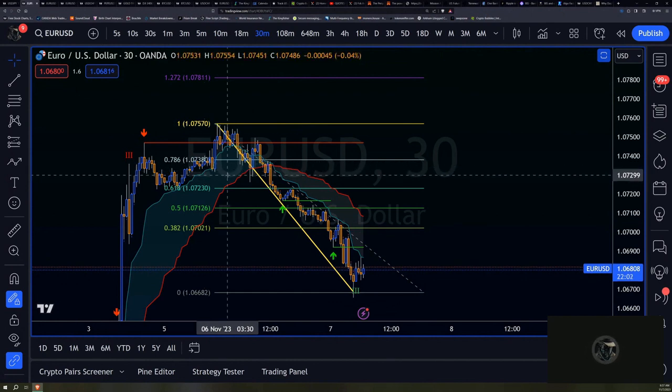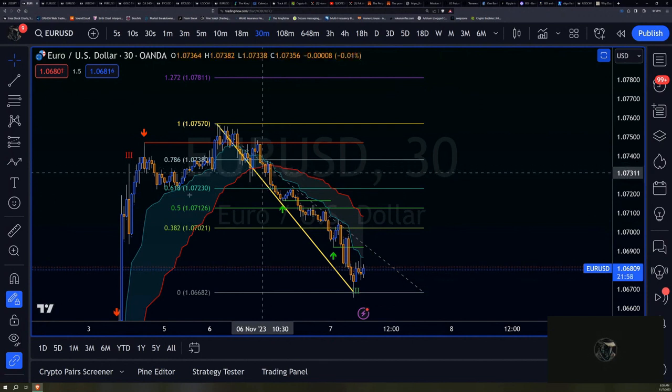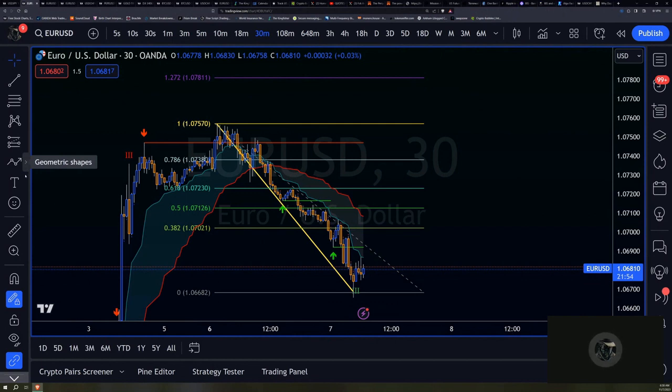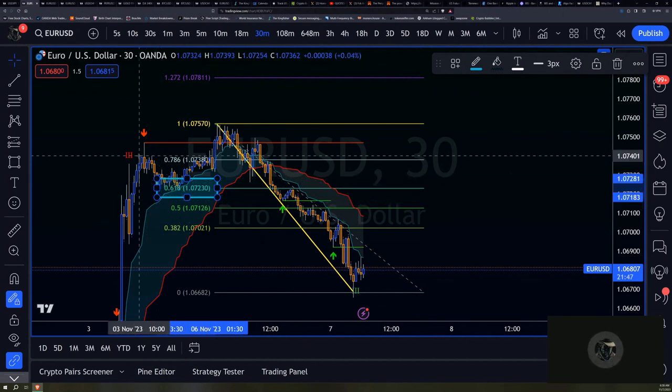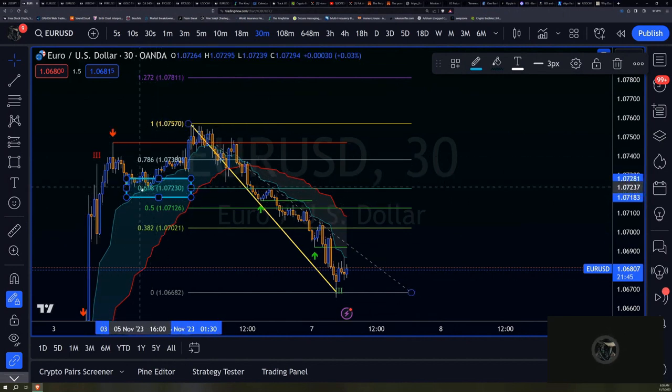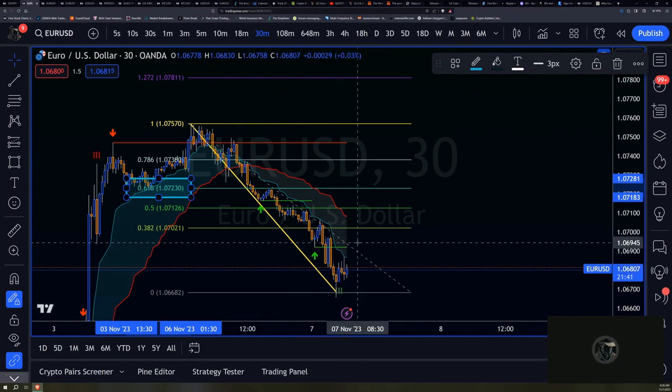The numbers might be a little bit different, but without getting too deep into what Fibonacci is, the most important one, the most common, the golden ratio they call it in nature, is the 0.618. So you can see it here on the screen. I just put a box around it to make it a little bit easier to see, but it's that 0.618. That's where price tends to retrace to, okay?